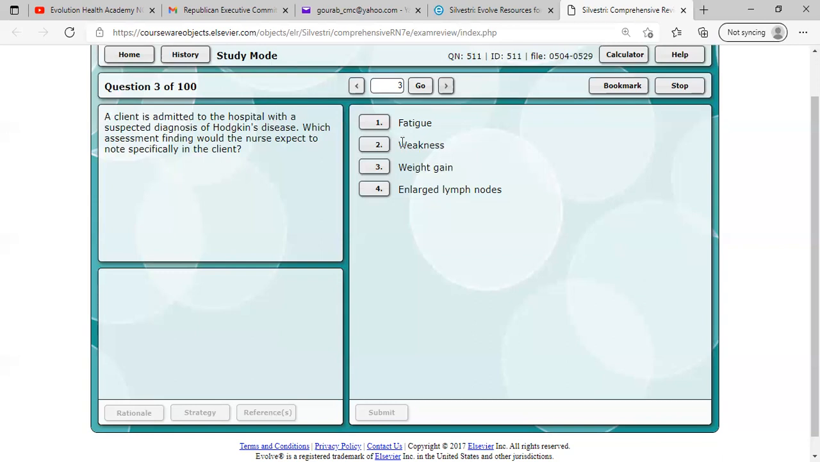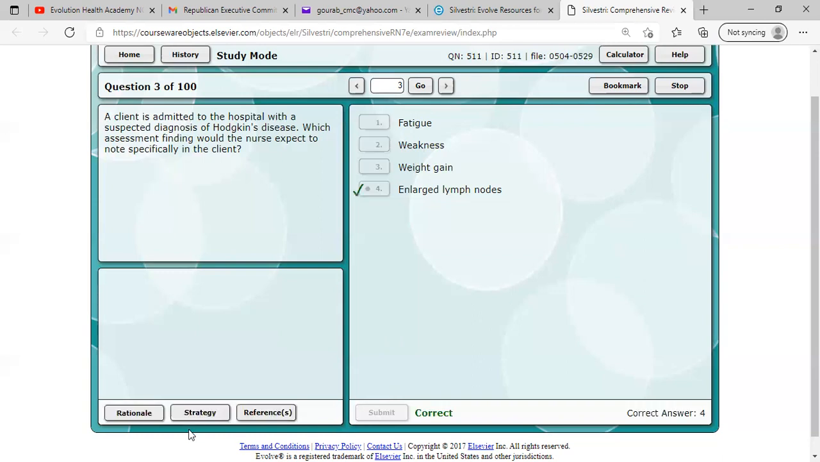So here they said four options: fatigue, weakness, weight gain, but the basic symptom is weight loss or night sweating, fever, and palpable lymph node. So enlarged lymph node. This is one of the common signs associated with Hodgkin lymphoma.